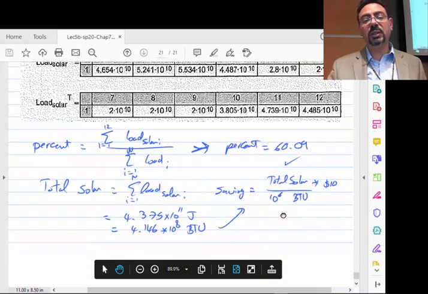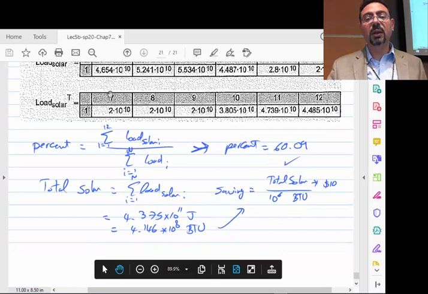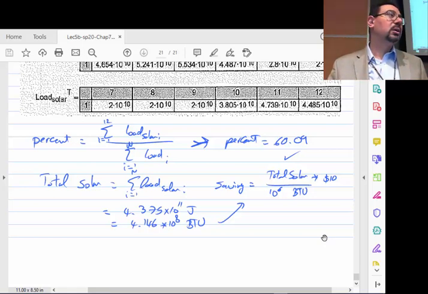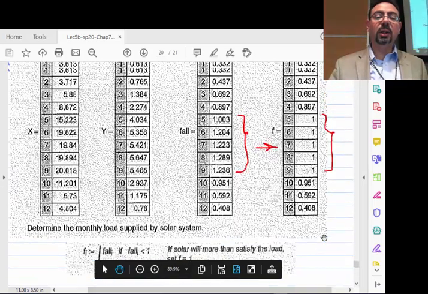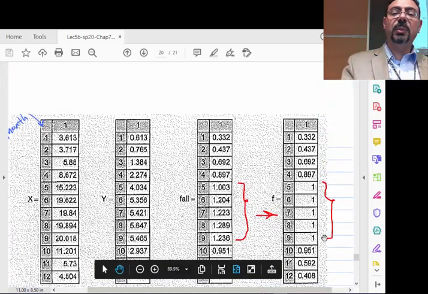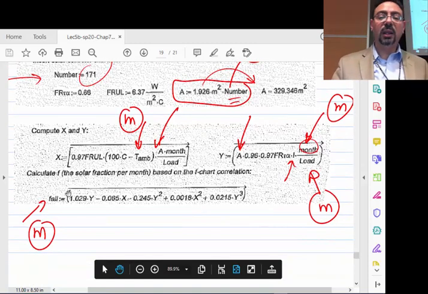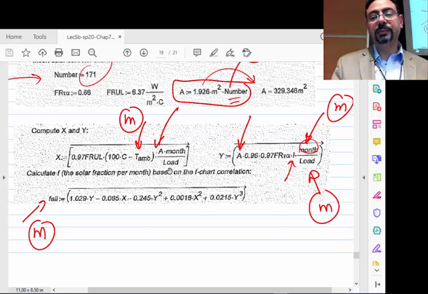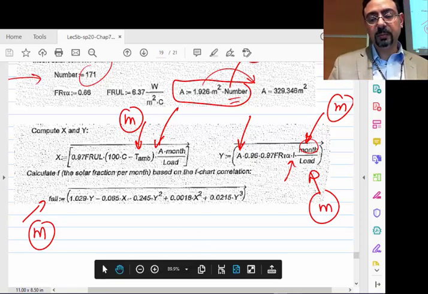Once you figure out the total you collect, which is all the Q useful added together, you turn them into BTU, and then you can turn them into dollars, and that would be the value that you're calculating. Question about the F-chart? Again, the only mistake that could happen is in calculating the X and the Y, specifically in the units part. But collecting the solar radiation and the temperature is not that hard. Questions?